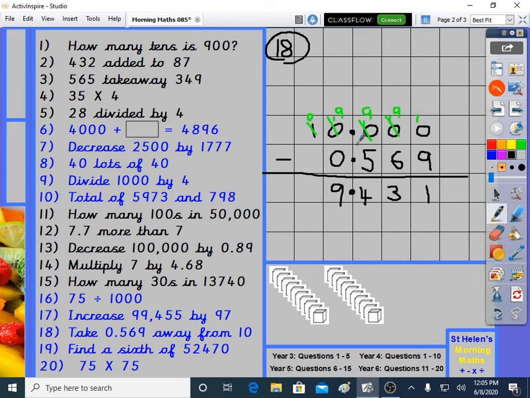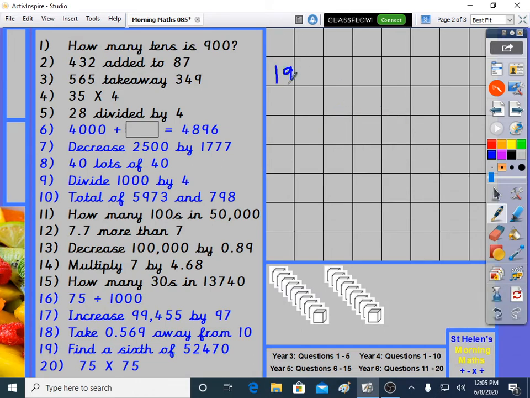9.431. So 10 take away nothing and a bit. So 10 take away a bit was 9 and a bit. That makes sense. If you know your number bonds to 1,000, there's a number bonds to 1,000 check, which confirms to me that it is right. And we go on to question 19.